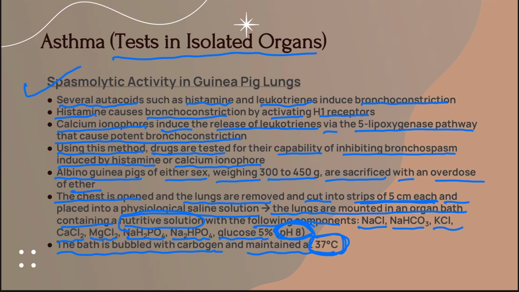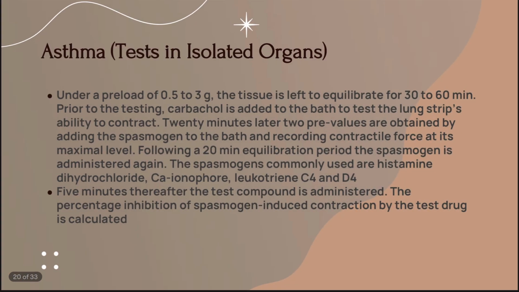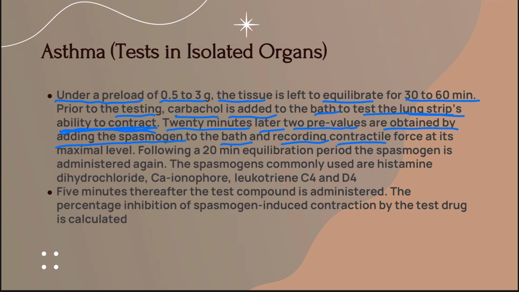We have to remember the steps. After that, under a preload of 0.5 to 3 gram, the tissue is left to equilibrate for 30 to 60 minutes. Prior to the testing, carbachol, which is going to cause the bronchoconstriction, is added to the bath to test the lung strips' ability to contract, that is, whether it is contracting or not. Then 20 minutes later, two p-values are obtained by adding the spasmogen to the bath and recording contractile force at its maximal level.